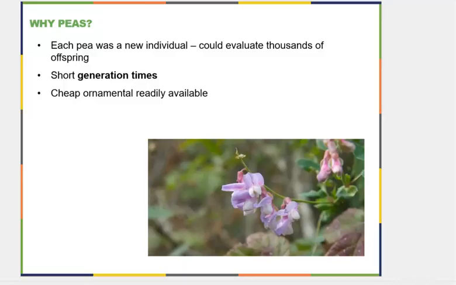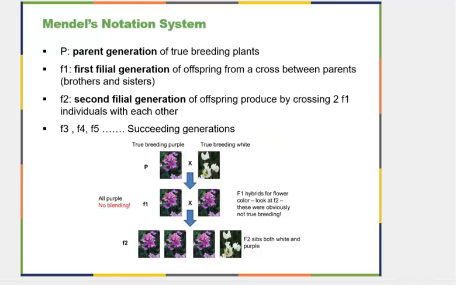Also, they had a short generation time, right? So you could grow a pea and fertilize it with itself, and it made a really great test subject. They were cheap, they were readily available, and they were easy to grow in the greenhouse.